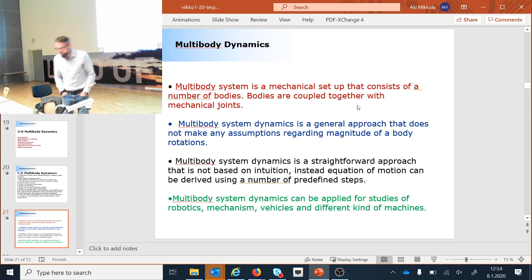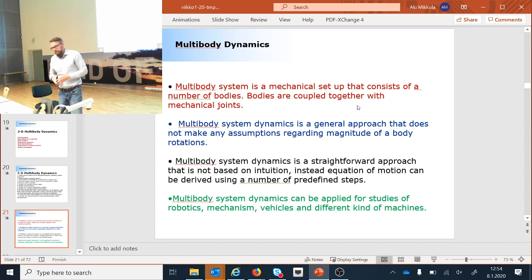Okay, so you know this already. This is what we discussed, and we spent, what was it, 3 months discussing multi-body system dynamics. So business as usual, you're very much familiar with this. A multi-body system is a mechanical setup or dynamic system that consists of multiple bodies, and the bodies are connected together via joints. The joints play an inherent role in multi-body dynamics, because everything is built around the joints: how to describe these components that eliminate the motion possibilities between neighboring bodies. That's what multi-body system dynamics is about.